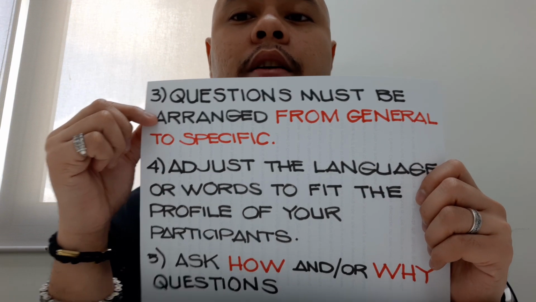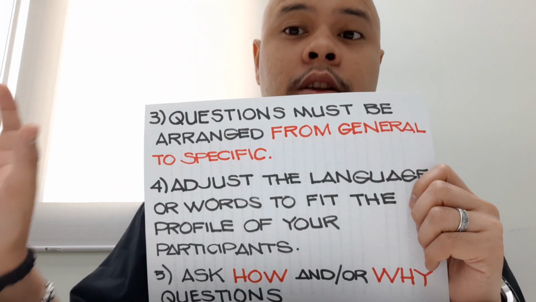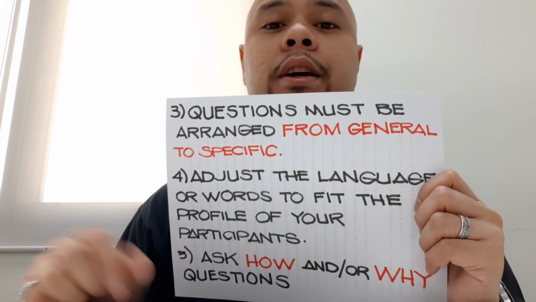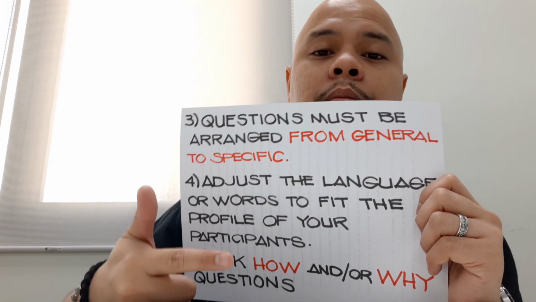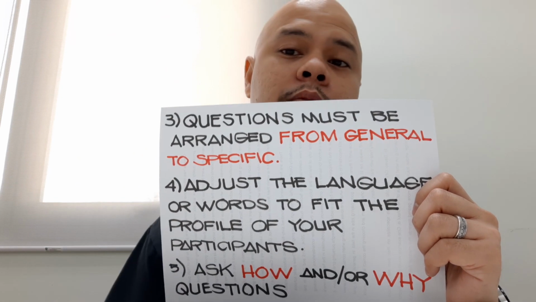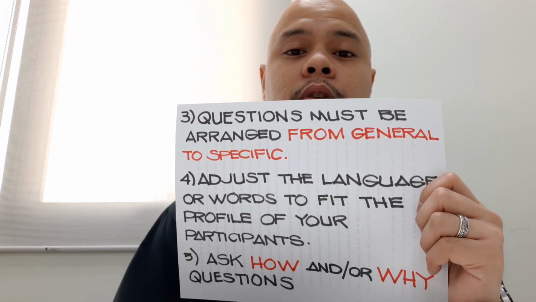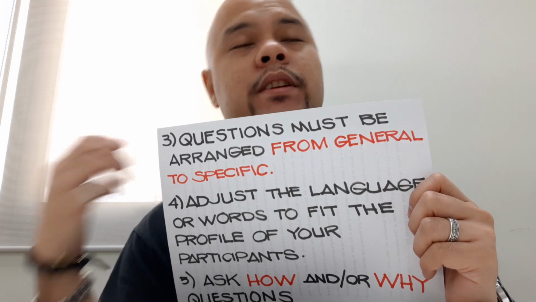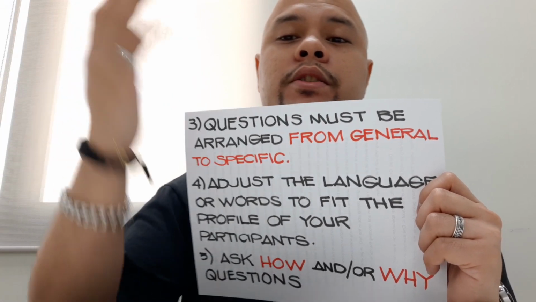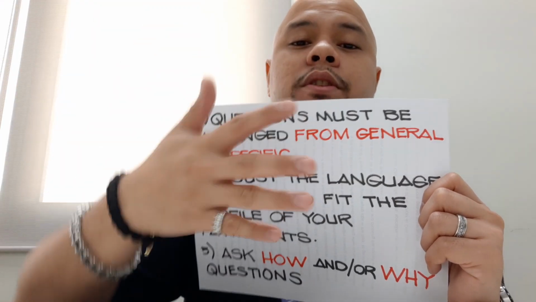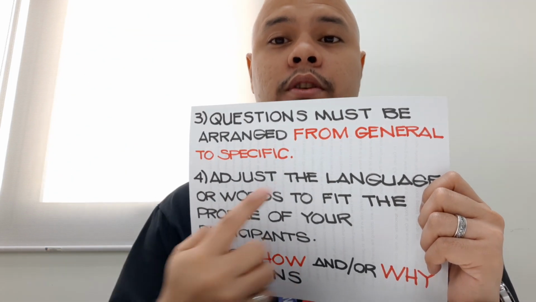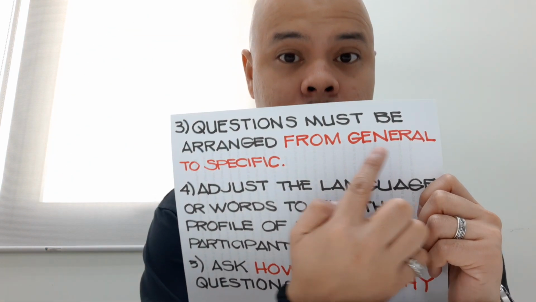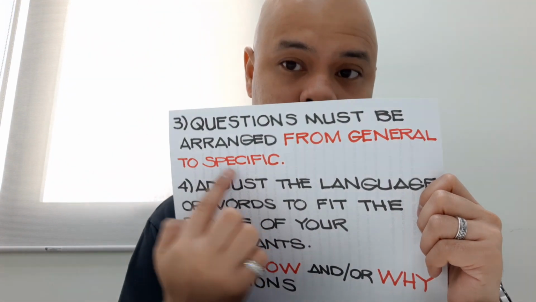Number 3, questions must be arranged from general to specific. We cannot keep jumping from specific experiences to general perceptions, back to specific experiences, so on and so forth. This is not a to and fro of general to specific, specific to general. No. This is a logical flow of questions arranged from general to specific.